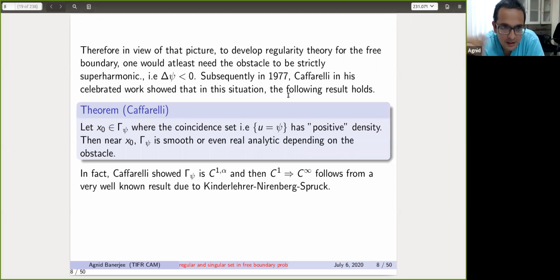So let me repeat this here. At free boundary points where the coincidence set has positive density, the free boundary is smooth or even real analytic. And here you insist that the obstacle be as smooth as you want. I should mention that Caffarelli showed that the free boundary is C1 alpha. And then from C1 alpha to C infinity, it follows by a bootstrap argument based on the Hodograph transform, and that was previously due to Kinderlehrer, Nirenberg, and Sprague.